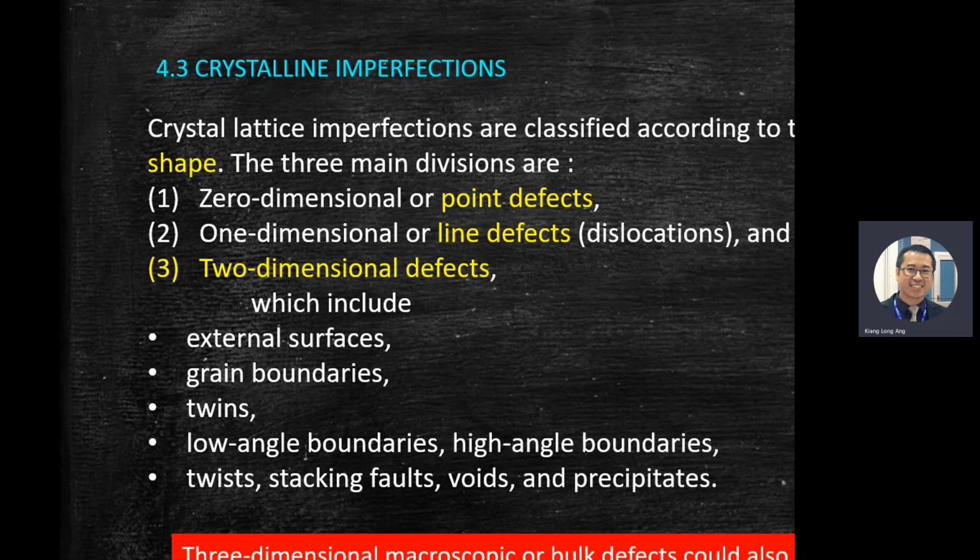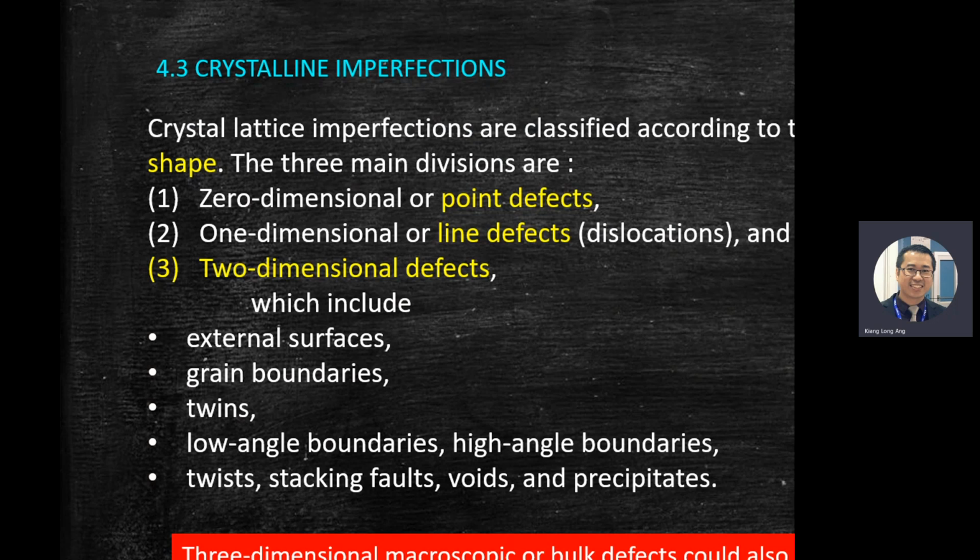Okay. Now you upgrade from point, to line, and then the third one, 2-dimensional defect. 2-dimensional defect means a higher level of defect. Normally, 2D defects are things that you can see with your naked eyes. So this includes external surface, boundary layer, twins. We'll look at this later.